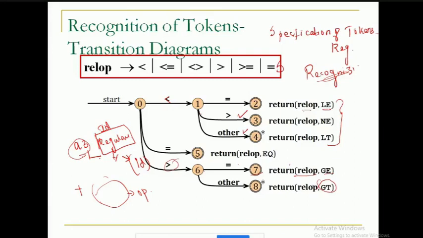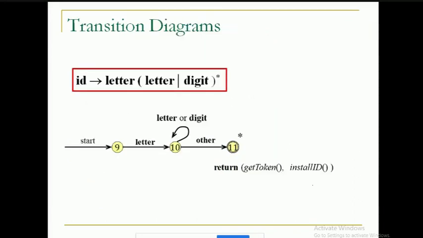If you are new to finite automata, the transition diagram just tells you how to categorize these lexemes to the corresponding tokens. But you have already studied all these finite automata, so you just have to map the concepts I am telling here with respect to the compiler. And start. This is for identifiers.